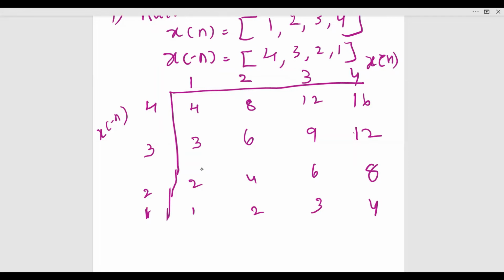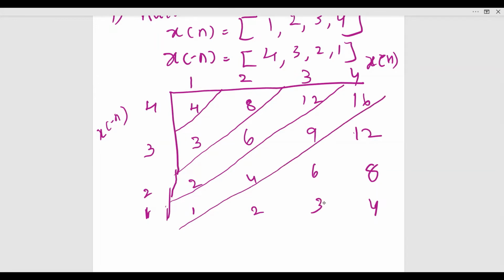After this, you perform the addition diagonally to get the output. So diagonally we have to perform the addition. So 4; 3 and 8; 2, 6, and 12; 1, 4, 9, and 16; 2, 6, and 12; 3, 8; and 4.